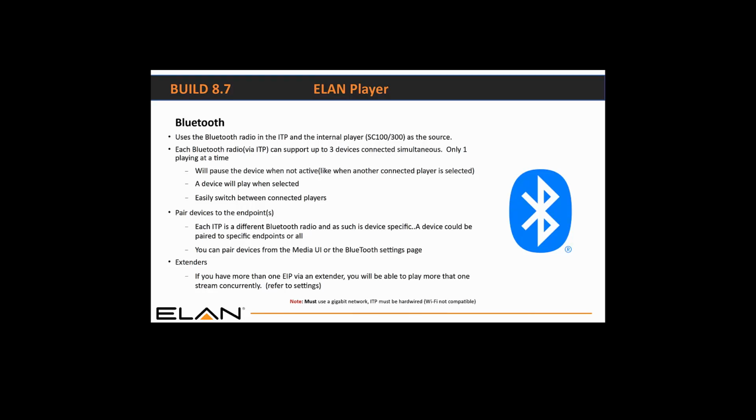So you have to pair the device, so the phones or whatever, to each ITP. Now you can do that via the source interface, or you can do it through the settings page. So yeah, there's multiple different ways to pair them. But if you have multiple ITPs, you have to pair your phone or tablet or whatever to each one of those. So you can have a phone, like a kid's phone, that is only paired to an ITP specifically and not others. So you could do that, and that's all configurable.